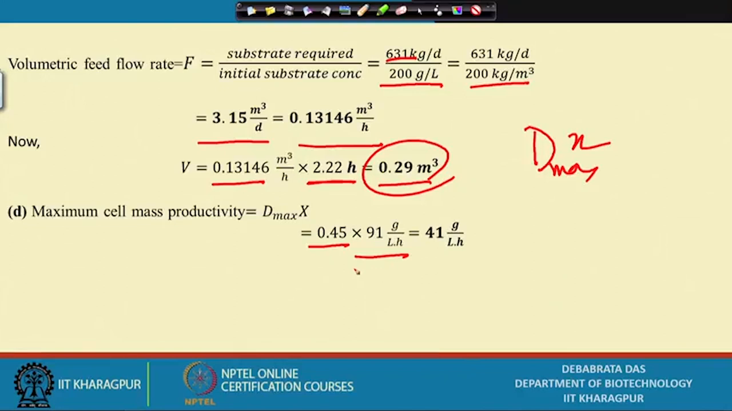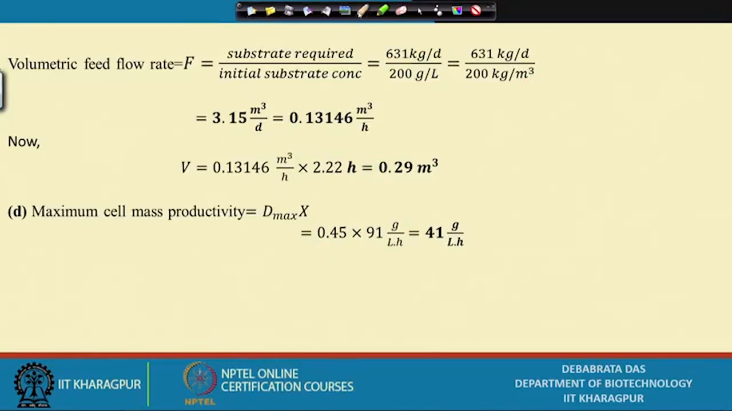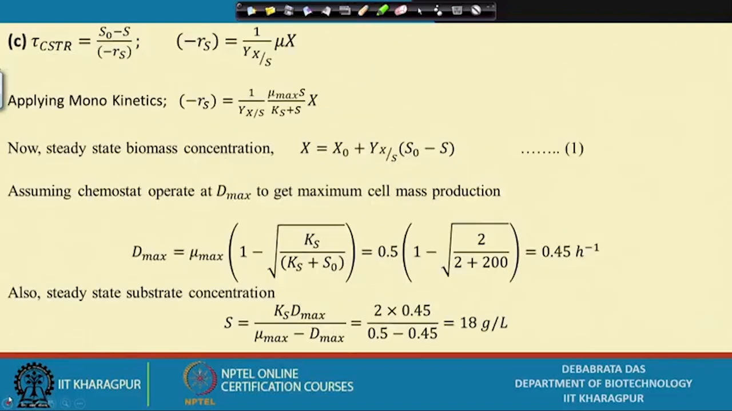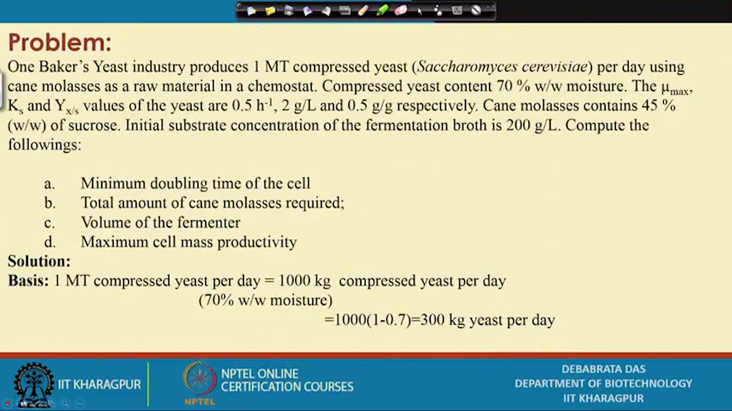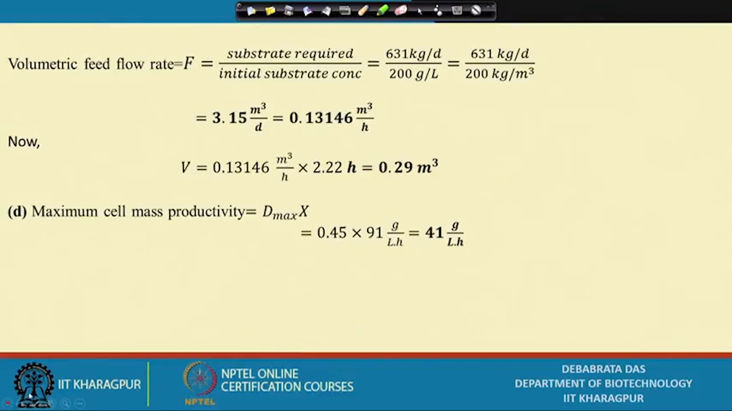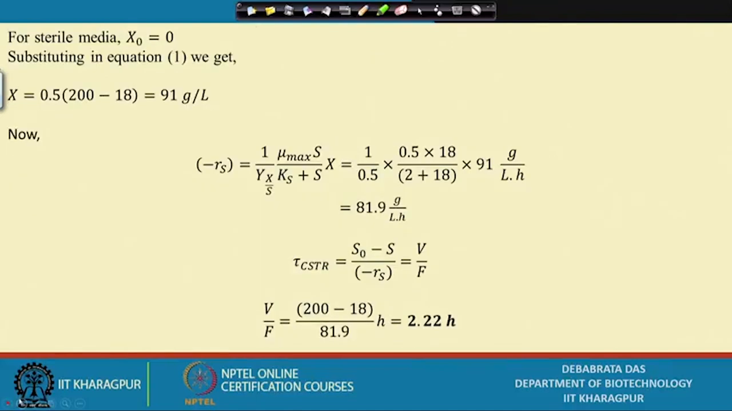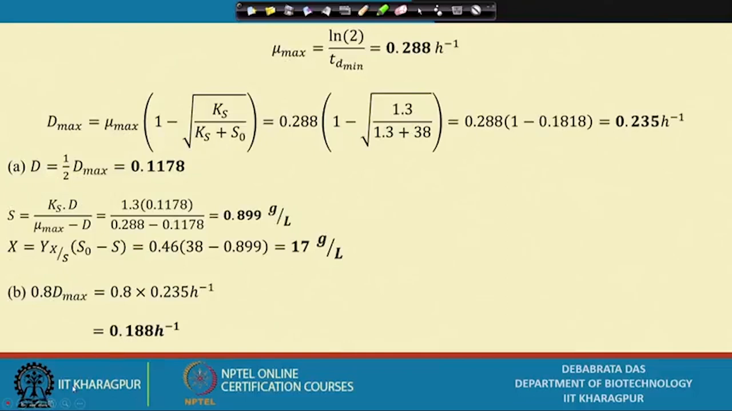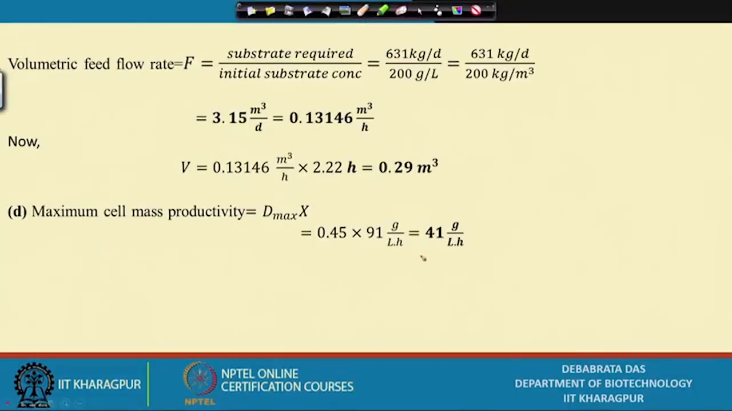What is the X? Let me see that. Now, the maximum cell productivity we still have to find out. The X value we have to determine, and this X value we find is about 91 grams per liter. This unit is hour inverse. So, it will come around 41 grams per liter per hour. So, this is how we can solve this equation.